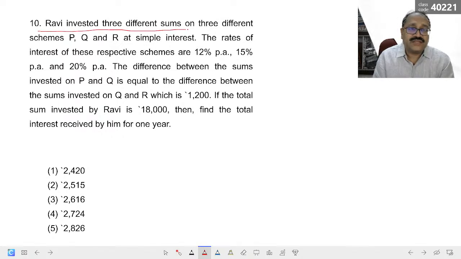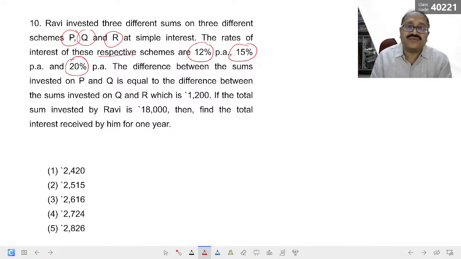Ravi invested 3 different sums in 3 different schemes, P, Q and R, at simple interest. The rates of interest in these schemes are 12%, 15% and 20% respectively. That means for P 12%, for Q 15%, for R 20%.